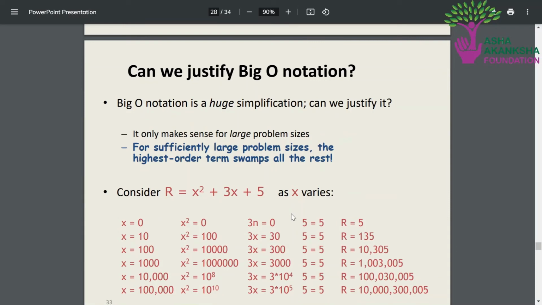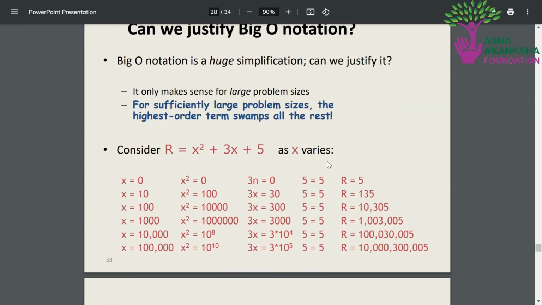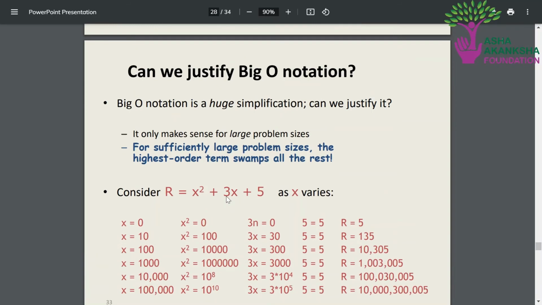Can we justify Big O notation? Because we are just talking about the asymptotic values of input in Big O notation, it is defined only for a very large problem size. So to clarify this question, we'll take an example: consider r = x square plus 3x plus 5. For different values of n, we have different values of r.